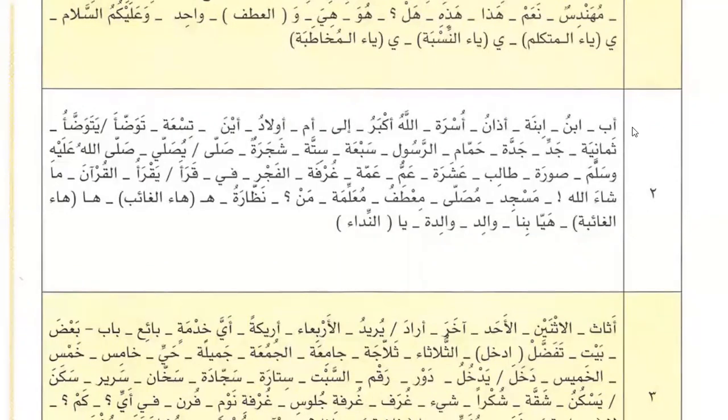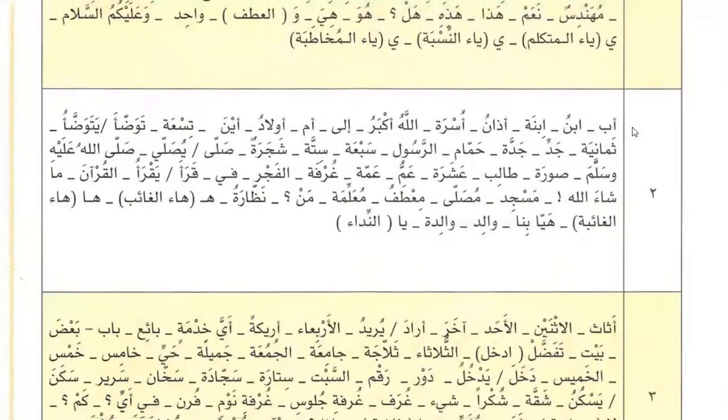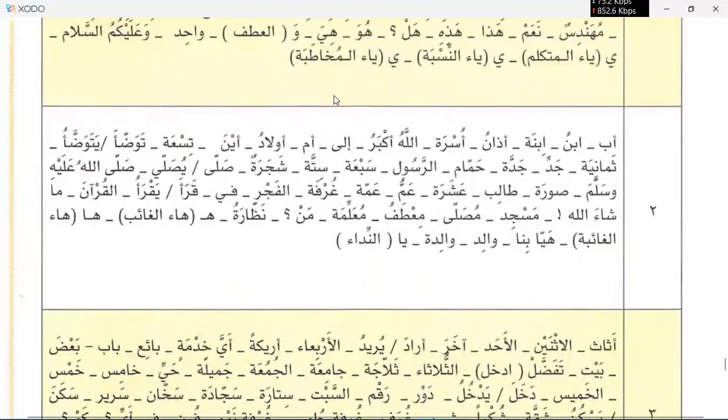Mother. Aulad, children. Aina, where. Tis'a, nine. Tawadda, yatawadda. Making wudu. Tawadda, he made wudu. Yatawadda, he is making wudu. Miss Vita, one is for past and one is for present. Correct.